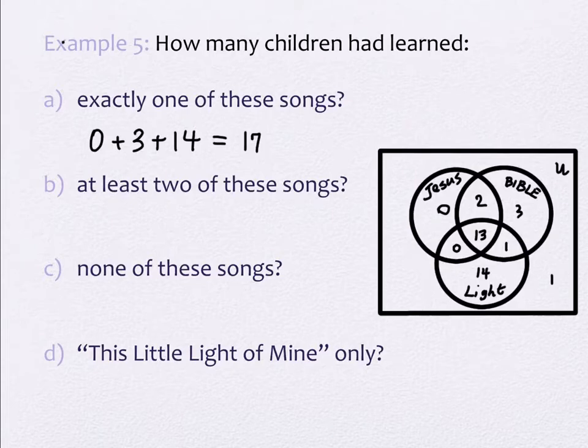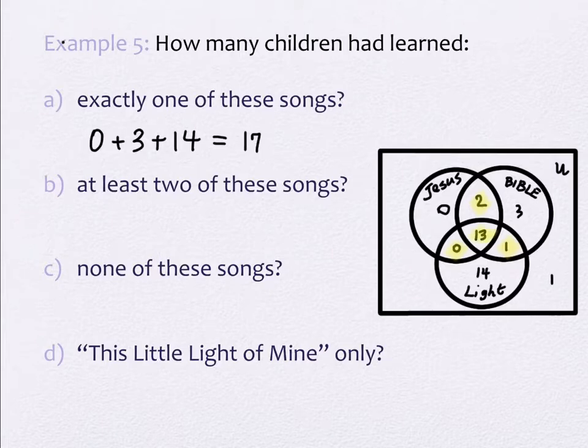All right, how about at least 2 of these songs? What does at least 2 mean? That's not at least 2. That would be at most 2. So just start with the phrase, though, for me. What does the phrase at least 2 mean? 2 or more. So it's the 2 categories, which would be these 3 pieces, or 3, which would be the one in the middle. So it is all the overlaps in my diagram.